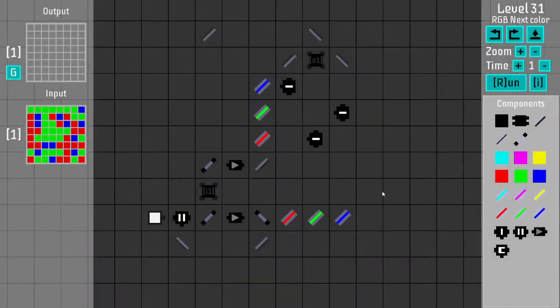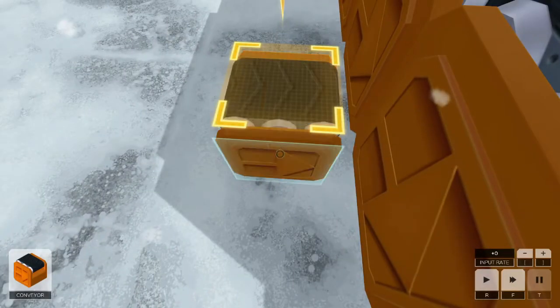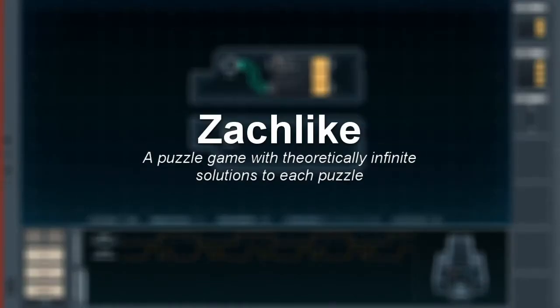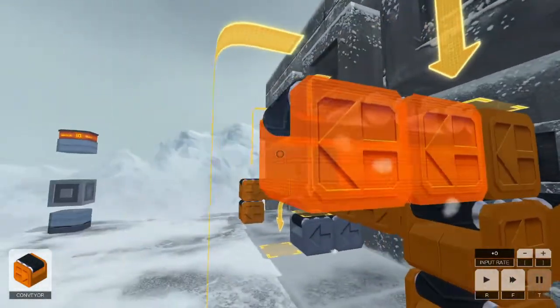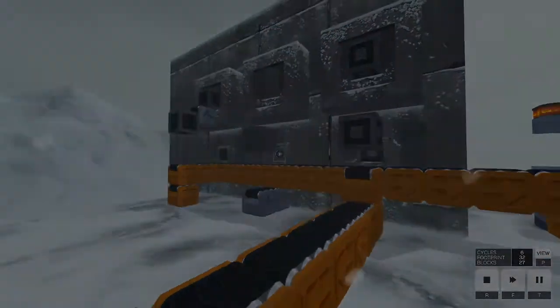Before I start, I just wanted to explain what exactly a Zachlike is. Most Zachlikes are either programming games or machine building games, or both. In broader terms, a Zachlike is a puzzle game with theoretically infinite solutions to each puzzle. Zachlikes are based on systems to manipulate data or objects. They focus on optimization and not finding the solution but coming up with it. Alright, so here's the list.